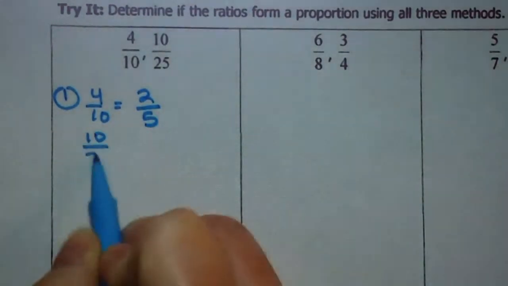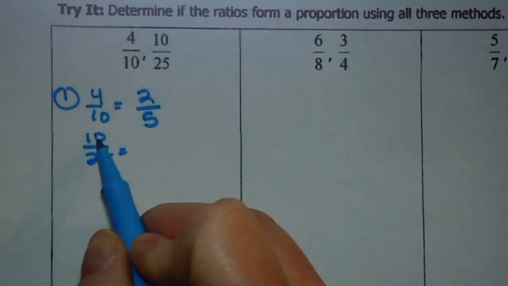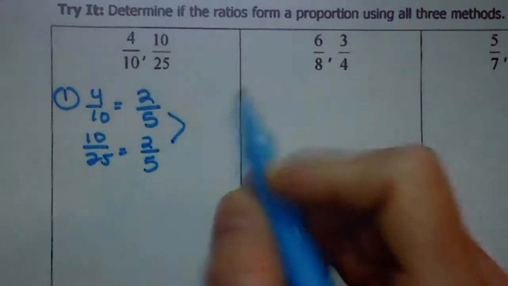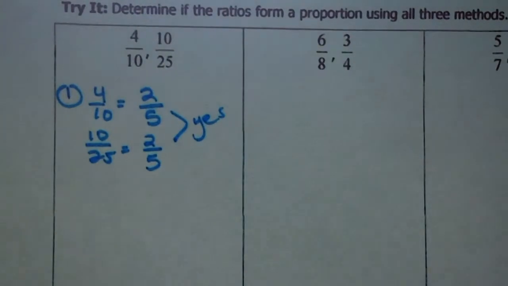When you simplify 10/25, the GCF is 5. 5 goes into 10 twice, 5 goes into 25 5 times. Because they're the same, the answer is yes. Option number 2, I said to compare the unit rate, right?